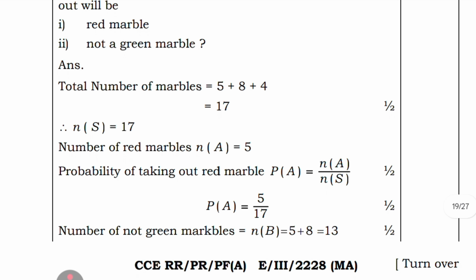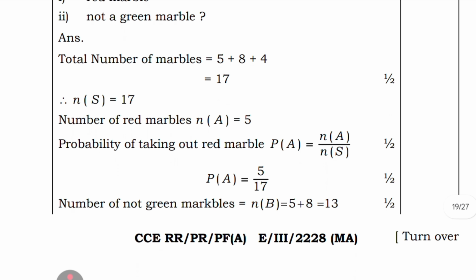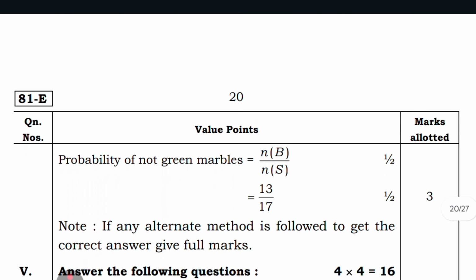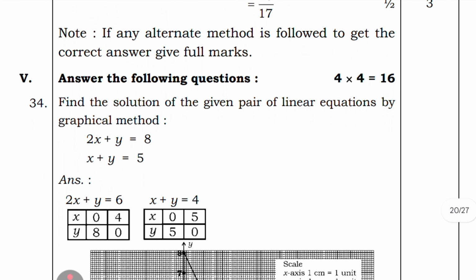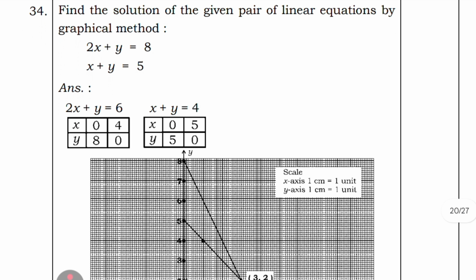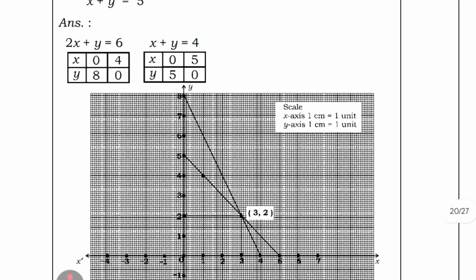First is red marble, second is not a green marble. So this is the steps to solve the question. So you can see the steps how they are solved. Coming to the 5th main, find the solution for the given pair of linear equation by graphical method. 2x plus y is equals to 8, x plus y is equals to 5. So there is a steps you should solve by this.